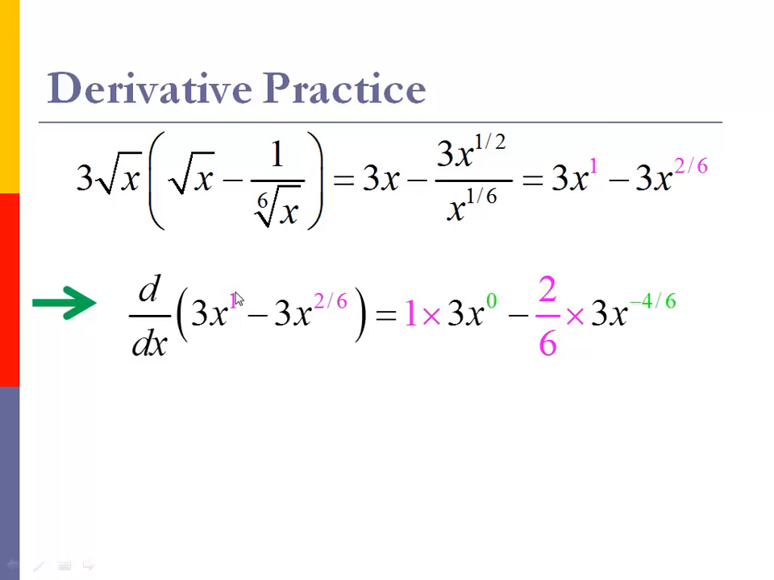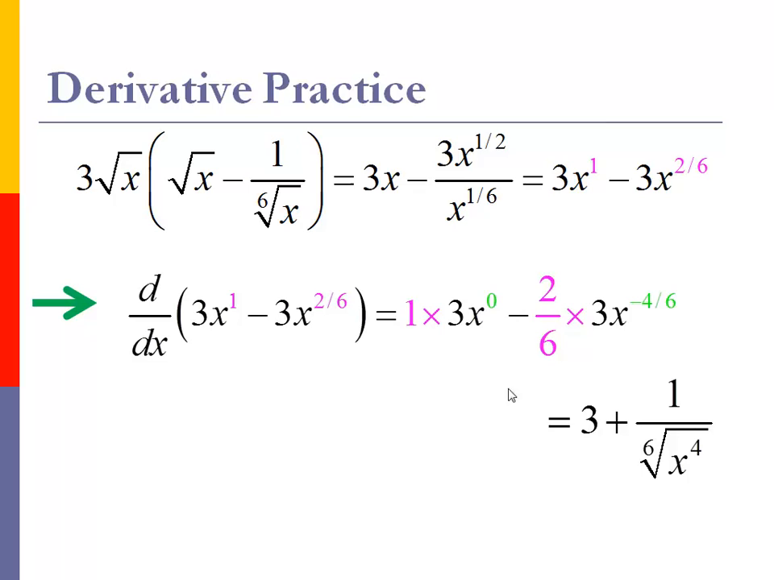So for our first term, we're bringing the 1 out in front as multiplication. So 1 times 3, and that x becomes x to the 1st. That becomes a 0 power because 1 minus 1 is 0. And then for the second term, forget about what we just did. Now we're looking at the second term individually. So we're bringing a 2/6 out in front. We're subtracting 1, and 2/6 minus 1 will get us a negative 4/6. And so that's what we've done with the power rule, those 2 steps.